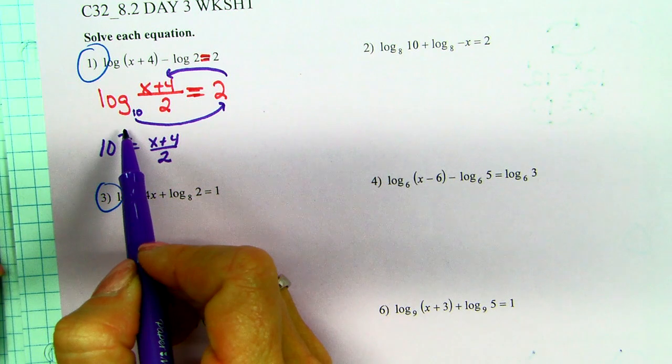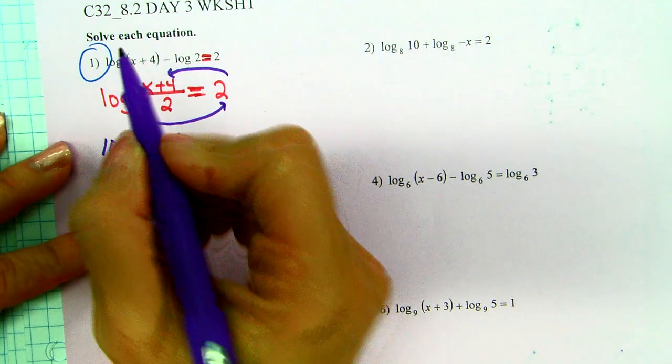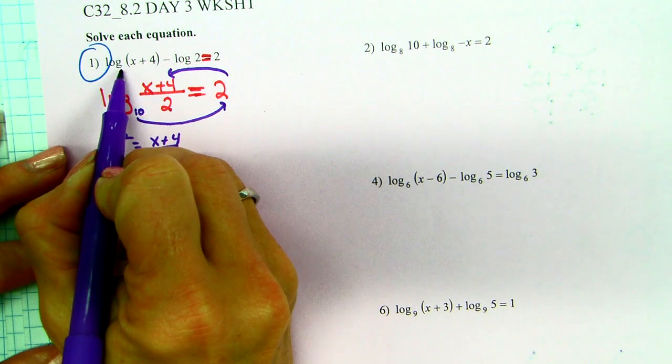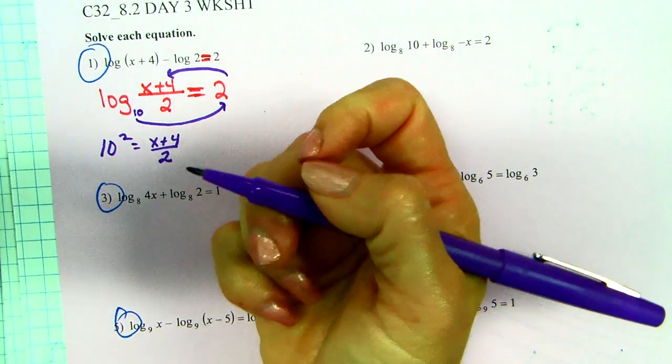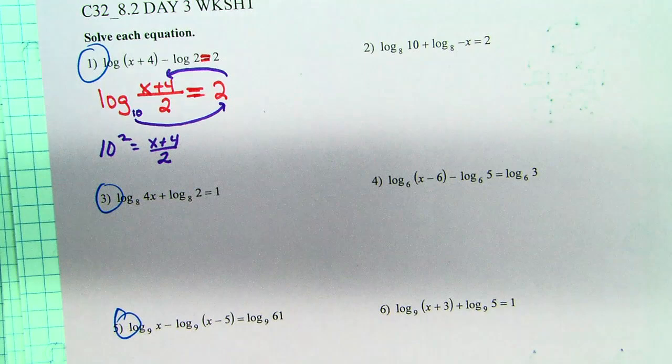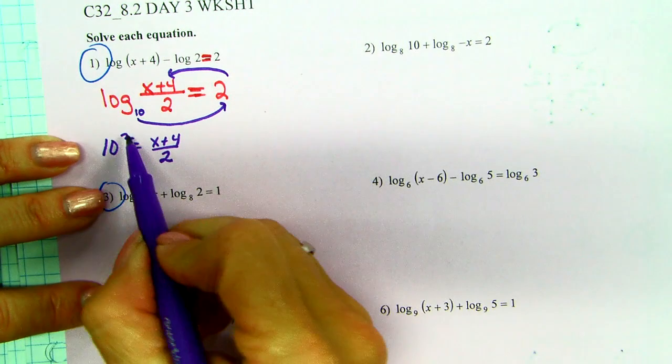Who said that? Okay, remember I just went over that? If you don't see a base written there, it's a 10. If you see a number there, it's that number. If there's none there, it's called a common log. Whenever there's no number, it just defaults to a 10. Okay? So that's 10 squared.